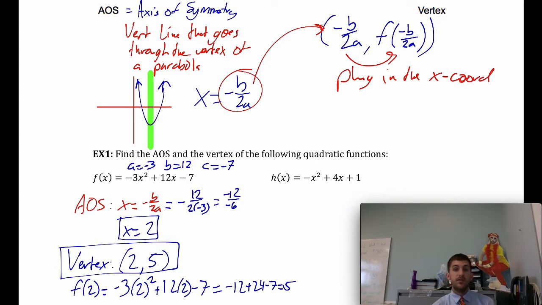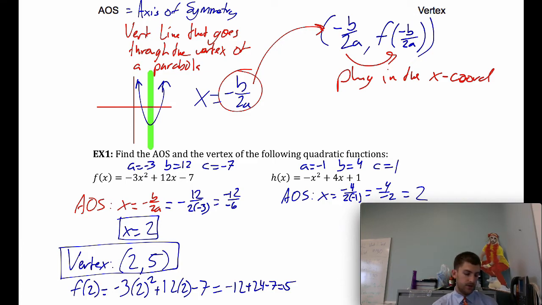Take a moment, pause the video, see if you can do the same thing for h of x. And we're back. The a value is negative 1. Remember, if there's no value written there, you can assume it's a 1. So negative x squared means negative 1 times x squared. b equals 4 and c equals 1. For the axis of symmetry, I'm going to skip writing out the formula. It's negative b, so we have negative 4 over 2 times our a value, which is negative 1. So we have negative 4 over negative 2, which gives us a positive 2, coincidentally, again. So x equals 2.